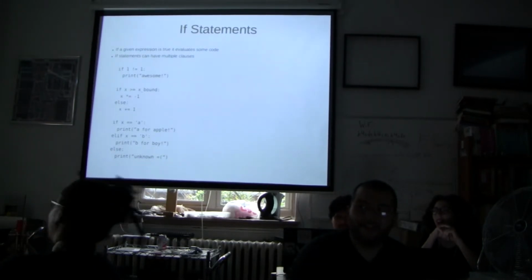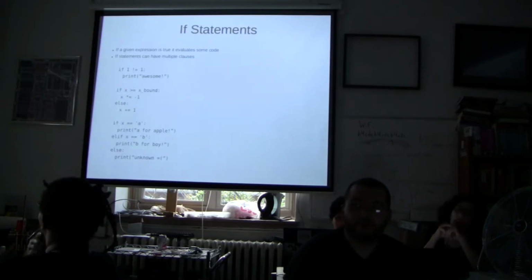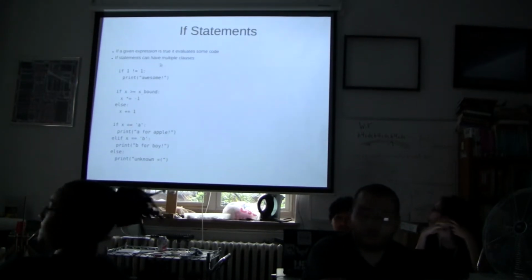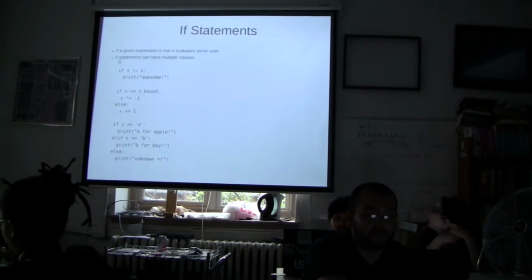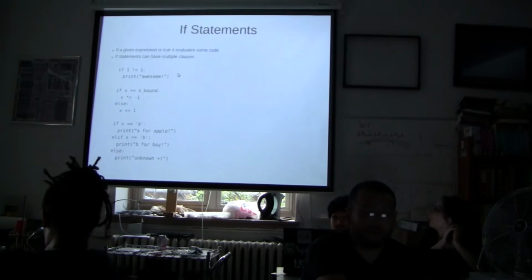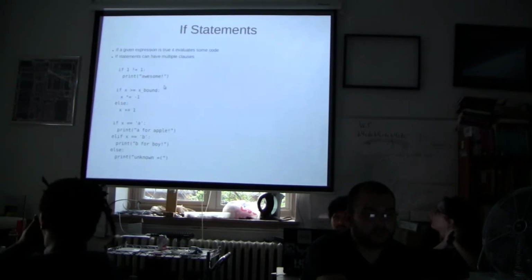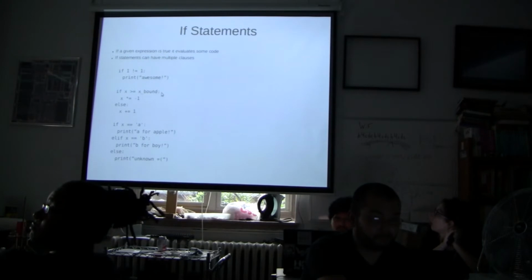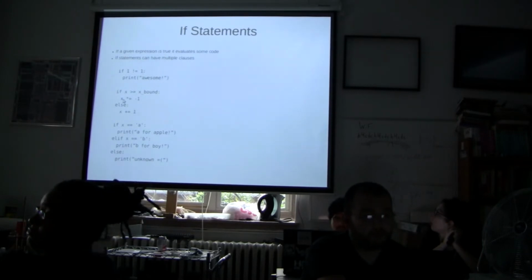All right. Cool. So the first little bit here is just a regular if statement. We've only got the one conditional, and then we're never printing awesome because 1 equals 1. The second one is an example of an if-else. So if your x is greater than or equal to your x boundary, then you multiply x by -1.